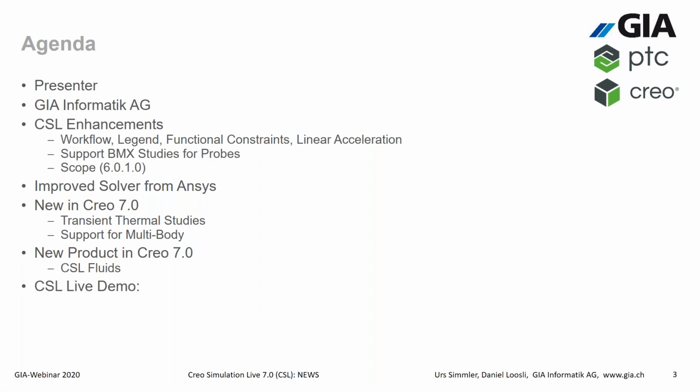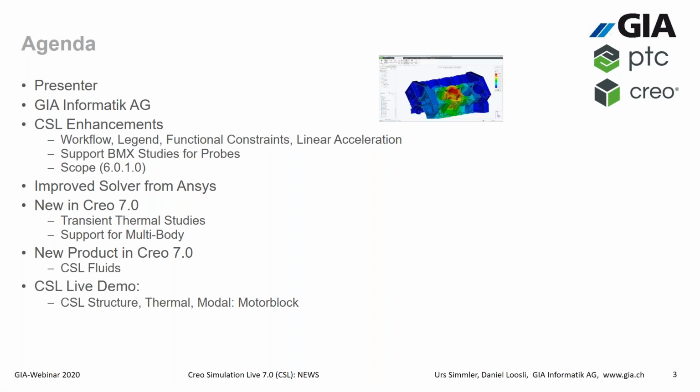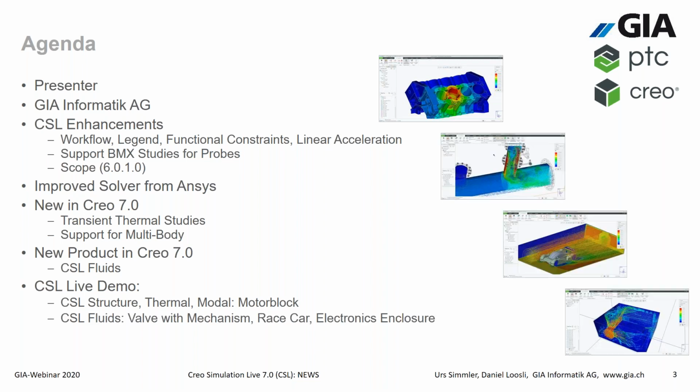Most of the time we'll spend within demonstration. So I will do, let's say, structural, thermal, and modal demonstration on a motor block. This capability is available in Creo 4, 5, and 6. And then I will do quite a lot of models, 3 models with Creo Simulation Live Fluids. This product is only available in Creo 7.0. Okay, and as I told you, at the end we have a Q&A session, and therefore please use the question panel.